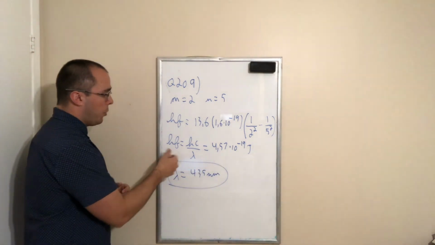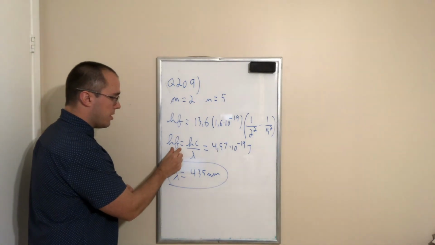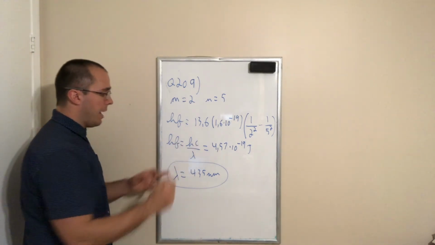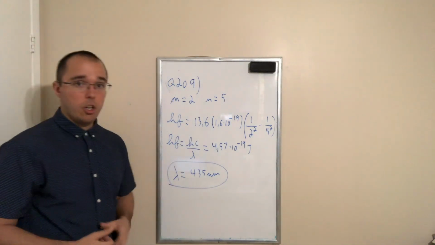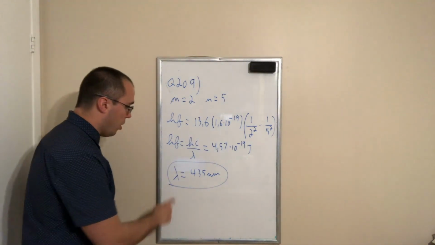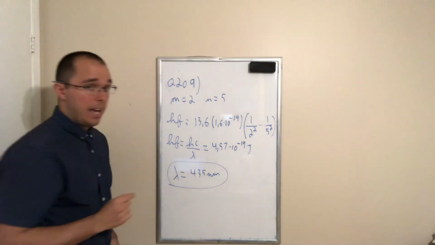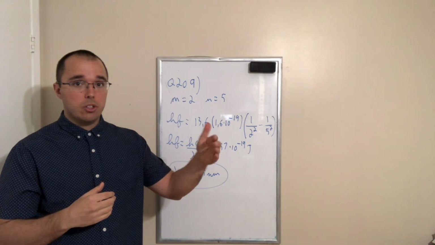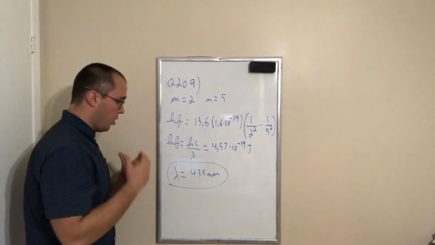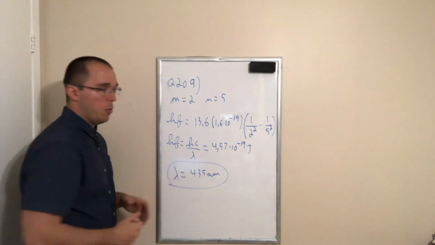Now, we are looking for the wavelength, not the frequency, so we can replace the frequency with the speed of light divided by the wavelength, and at this point it's a simple matter of isolating the wavelength, and we get a value of the wavelength of 435 nanometer. So a transition from the fifth level to the second level emits a photon with a wavelength of 435 nanometer.